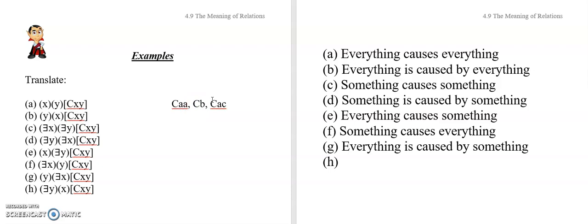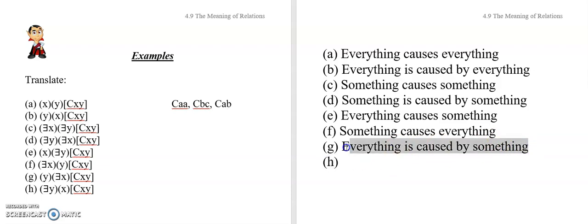CAA, CBC, and let's say CAC as an example. Now, let's go ahead and look at this. Everything is caused. Let's do CAB here. It turns out that everything is caused by something. So A is caused by something, C is caused by something, and B is caused by something.